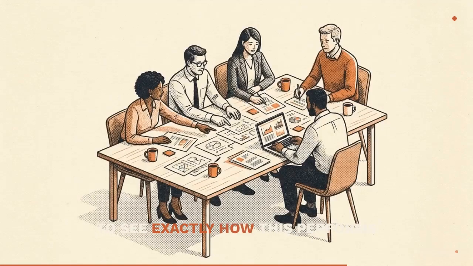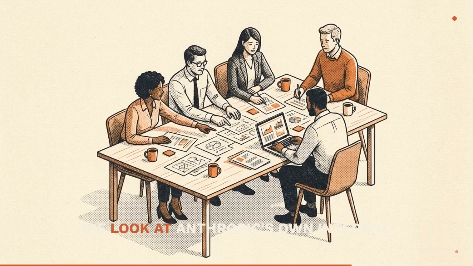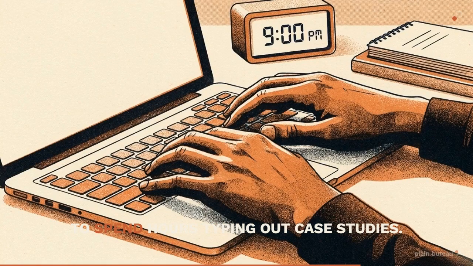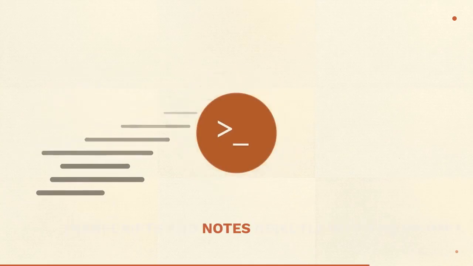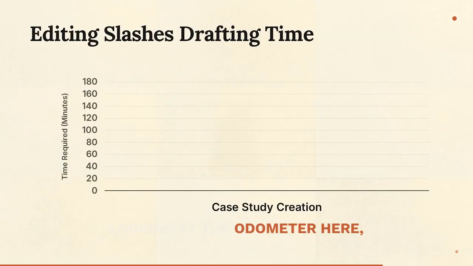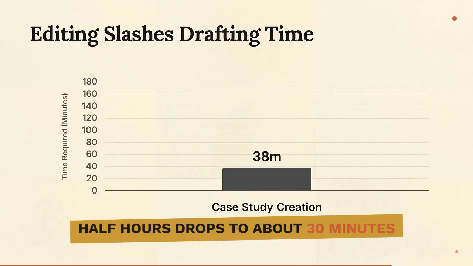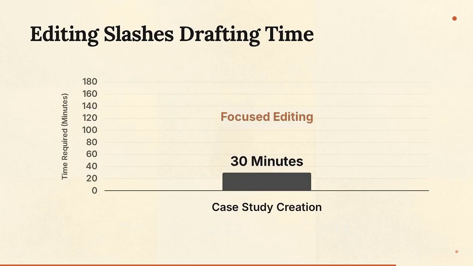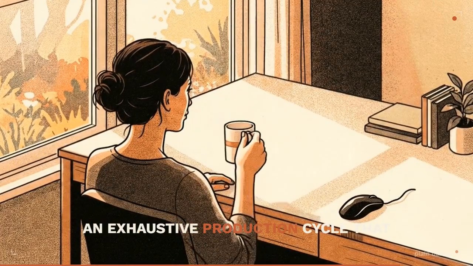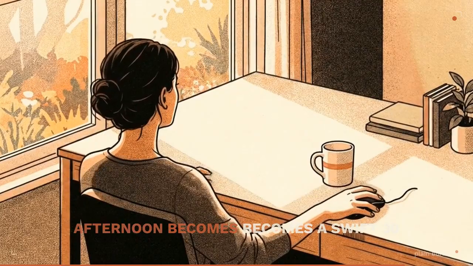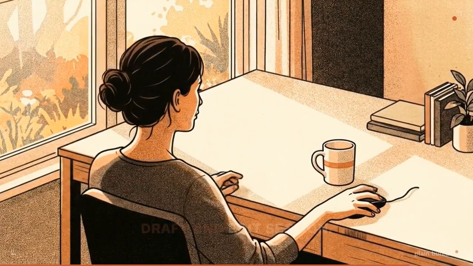To see exactly how this performs in practice, we look at Anthropic's own internal marketing team. Their customer marketing group used to spend hours typing out case studies. Now, they paste the interview transcripts and notes directly into the prompt, returning a properly shaped first draft in the exact brand format. Looking at the odometer here, a process that reliably took 2.5 hours drops to about 30 minutes of focused editing. The entire workflow shifts. An exhaustive production cycle that used to eat a whole afternoon becomes a swift 30-minute draft and edit session.